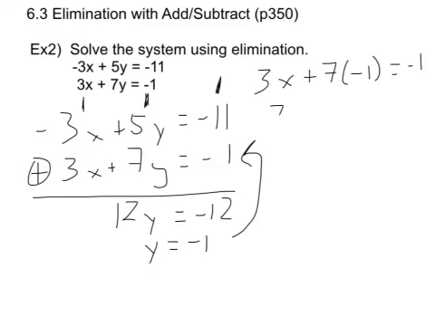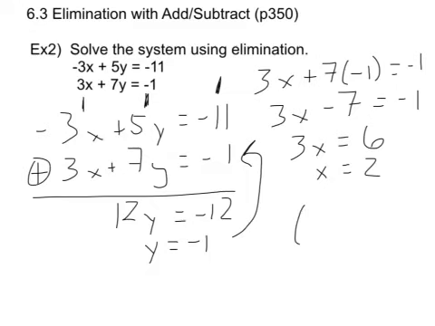That gives me 3x minus 7, because 7 times negative 1 is negative 7, equals negative 1. I add 7 to both sides to get 3x equals 6. And then I divide both sides by 3 to get x equals 2. So my answer now is 2, negative 1.